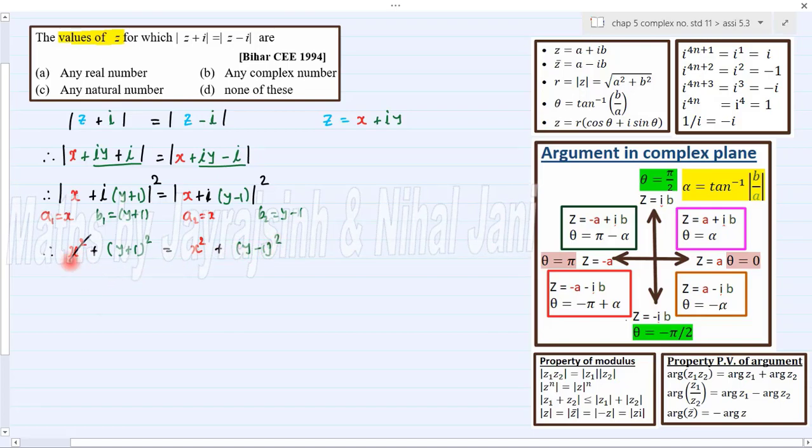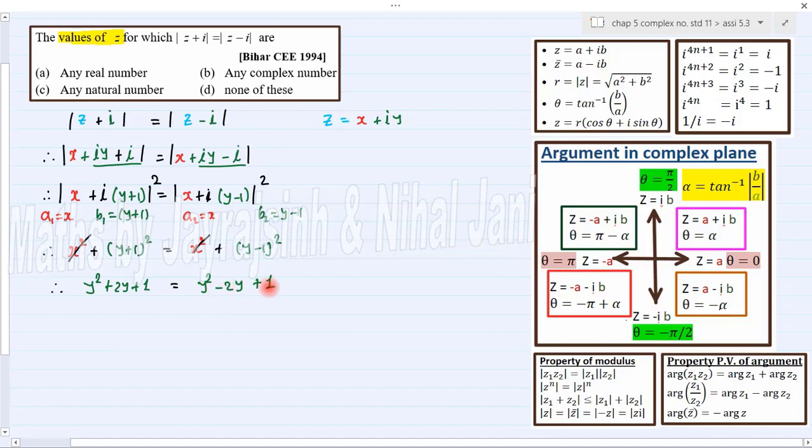Now, your x square will cancel out, and if we expand y plus 1 the whole square, we will get y square plus 2y plus 1. Similarly, on the right hand side, we will get y square minus 2y plus 1. Here your y square and 1 will cancel out, and 2y plus 2y will give us 4y is equal to 0. And we can say your y is 0.